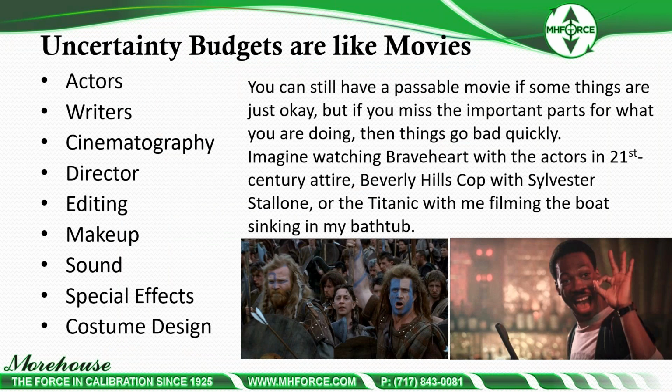So I was looking for some type of comparison. I'm an avid movie buff, so I was looking for some comparison for how you really explain uncertainty budgets. I came up with, you know what, they're kind of like movies. To have a really good one, one that's going to win awards, you have to get everything right. You have to have your actors, your writers, your cinematography, your director, editing, makeup, sound, special effects, costume design. And with your budgets, some of them may still be passable.